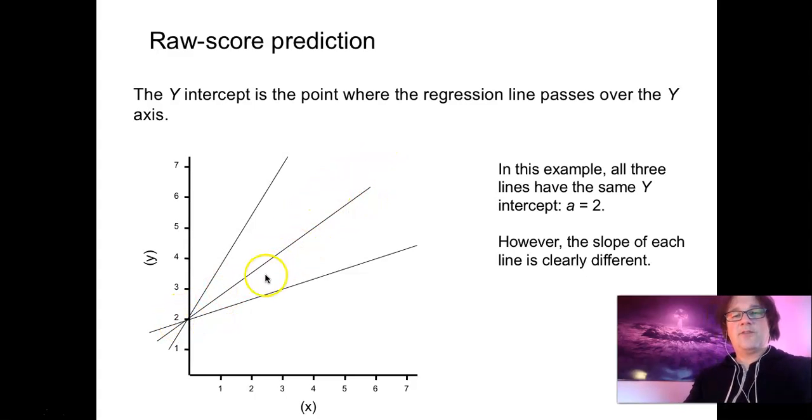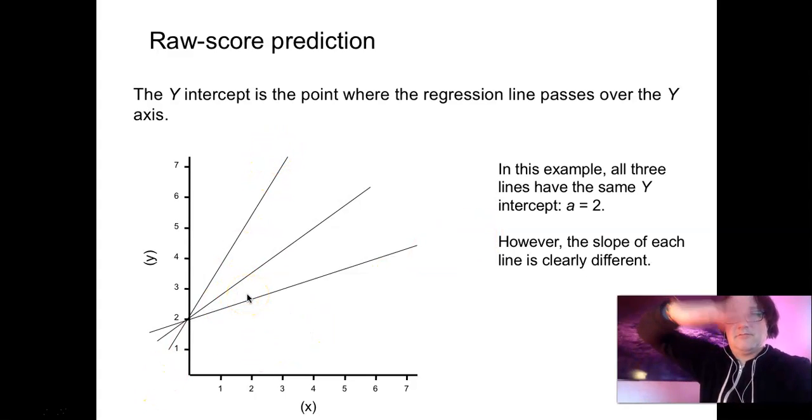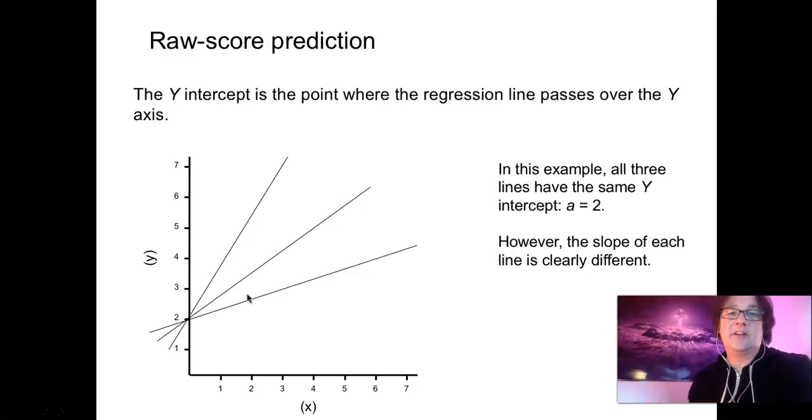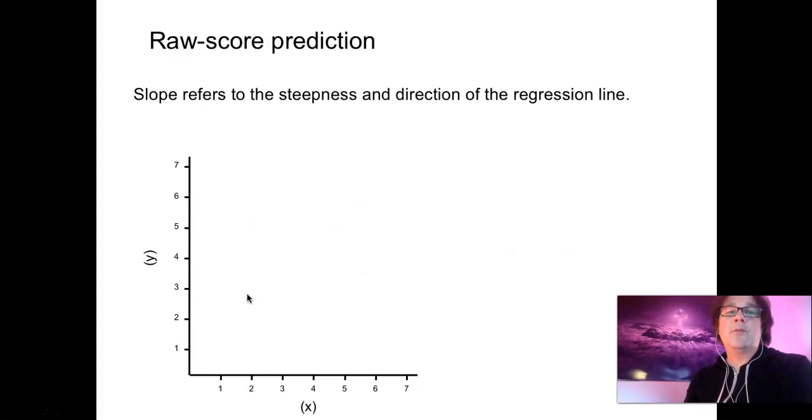Okay, so you see though that the angles at which these lines are drawn are quite different, right? This one looks more like a 45-degree angle. This looks lower, this looks higher. So basically, they're taking on different slopes. The slopes of all these lines are different, even though their y-intercept is the same. They all cross over at a y-score of 2, but their angles are different. So when we talk about slope, we're referring to the steepness and the direction of a regression line.